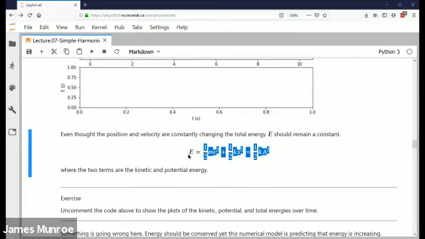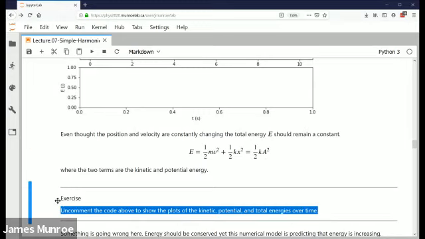So the energy associated with an oscillator is made up of two components. One is the kinetic energy, and the other is the potential energy. At any moment in time, the total energy is equal to kinetic plus potential. And one of the results we learned in first year physics is that number should remain a constant proportional to the square of the amplitude. So what I want you to do now is just take this code.